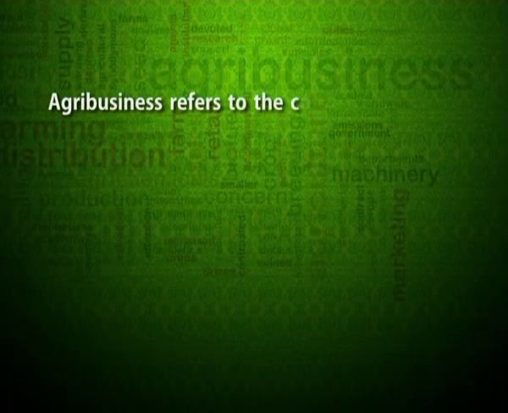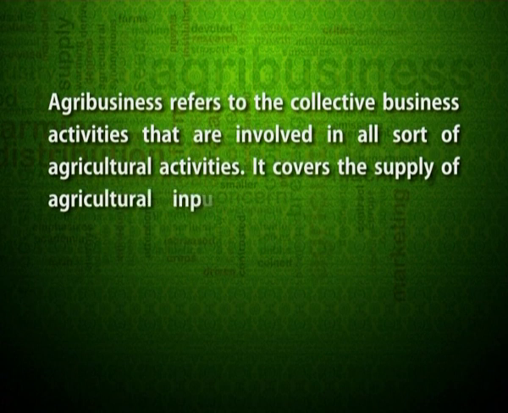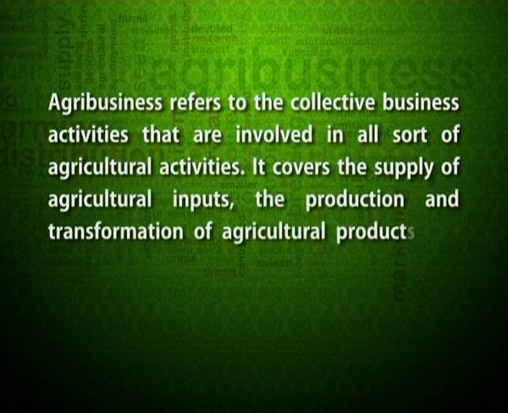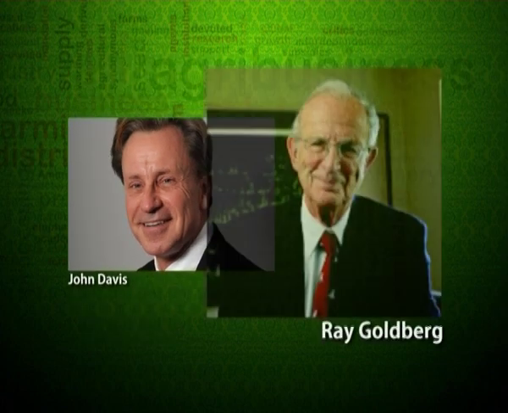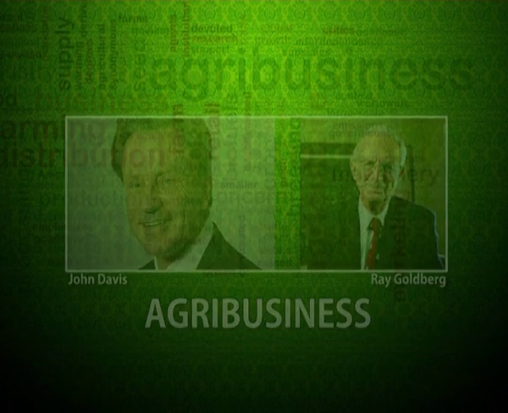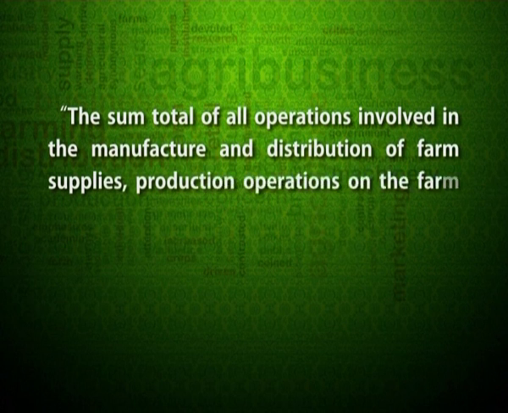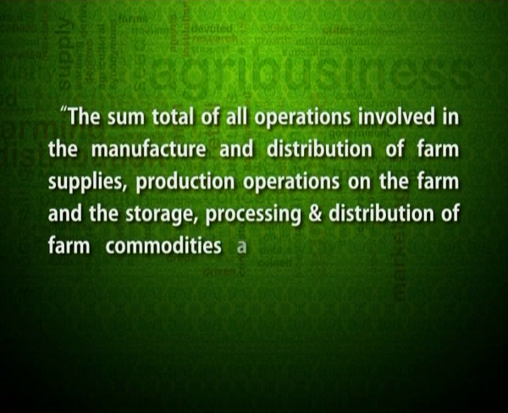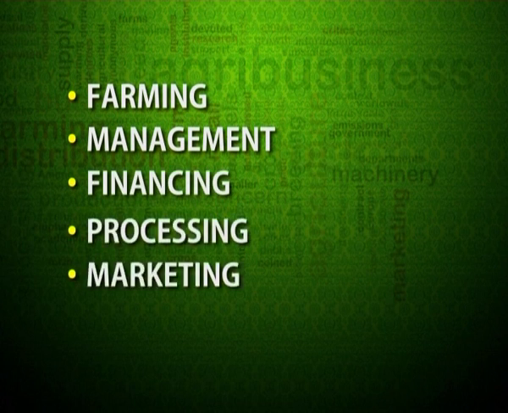Agribusiness refers to the collective business activities that are involved in all sorts of agricultural activities. It covers the supply of agricultural inputs, the production and transformation of agricultural products, and their distribution to final consumers. In 1957, John Davis and Ray Goldberg, two Harvard economists, coined the term agribusiness. They defined agribusiness as, quote, the sum total of all operations involved in the manufacture and distribution of farm supplies, production operation on the farm, and the storage, processing and distribution of farm commodities and items made from them, unquote. These activities include farming, management, financing, processing, marketing, etc.